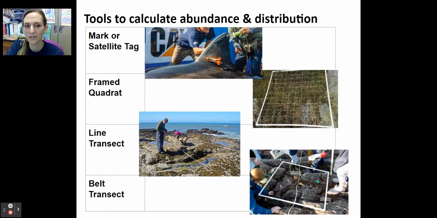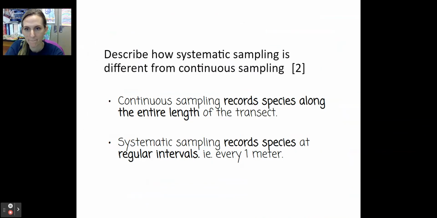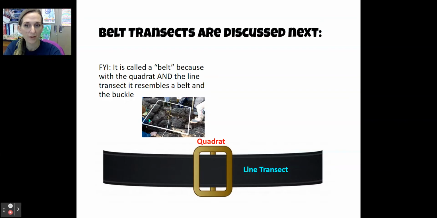All right, and the last one we need to talk about is the belt transect. Practice exam question: just using systematic or continuous sampling. Systematic is going to be regular intervals, recording species, and then continuous is along the entire length of the line. Belt transects are called belts because it looks like the quadrat is the buckle, and then the line is the actual belt.